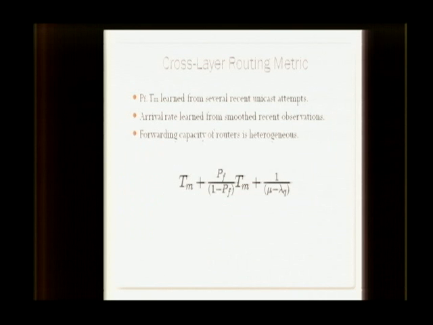Probability of failure and the time to complete a unicast are learned from the several recent unicast attempts. Again, we're smoothing that information, averaging it out, so we're dealing with the variability of the data. The arrival rate is also learned from smoothed recent observations, balancing responsiveness and smoothing. We want something that reflects recent information, but not just the single most recent data point. We want an average because our data is statistically variable. The forwarding capacity of routers is heterogeneous, so we plug this formula in even if we have routers with different forwarding capacities, and the same formula still applies in the routing protocol.